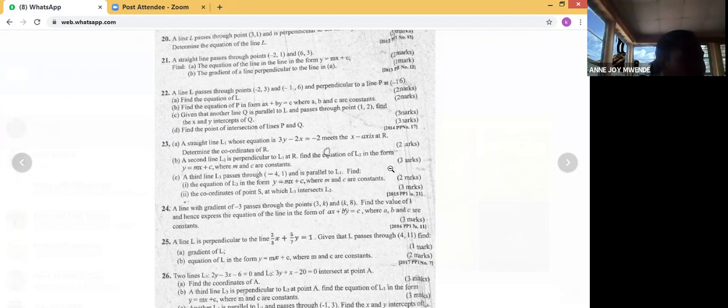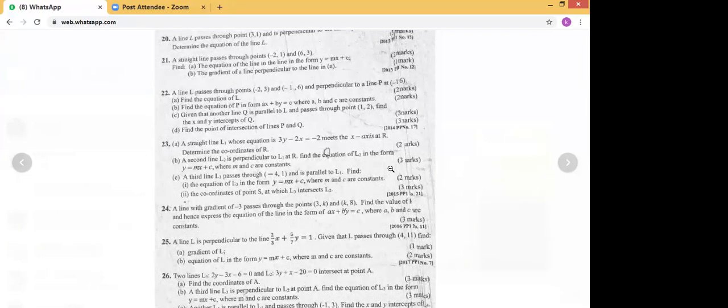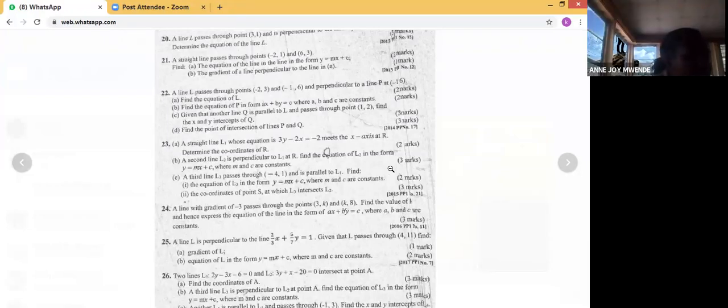Find the equation of P in the form ax + by = c, where a, b and c are constants. Given that another line Q is parallel to L and passes through point (1, 2), find the x and y intercept of Q. Find the point of intersection of P and Q. I'll give you 7 minutes.